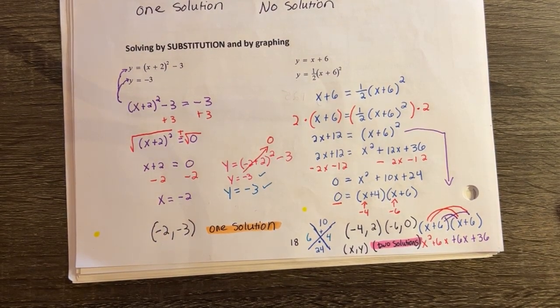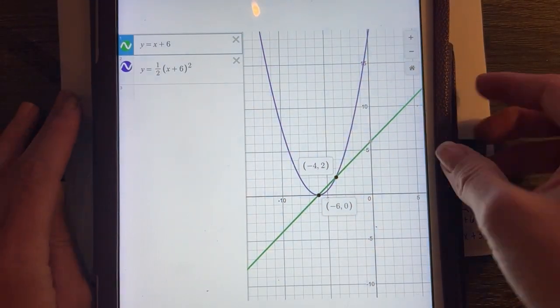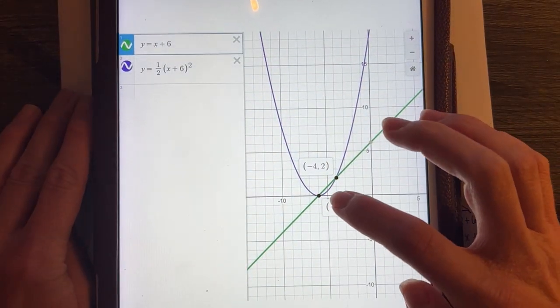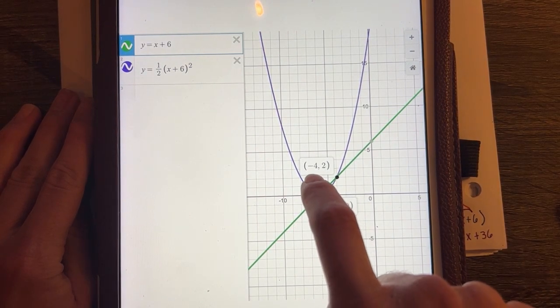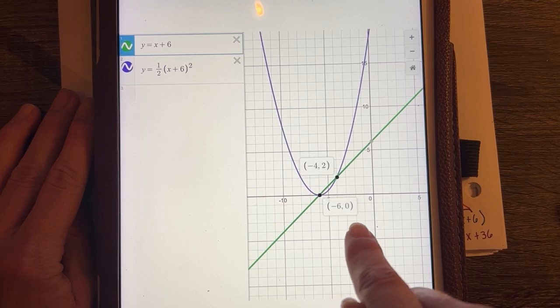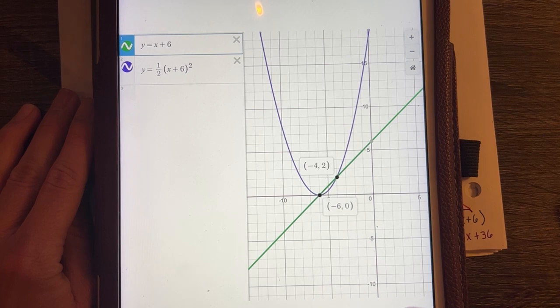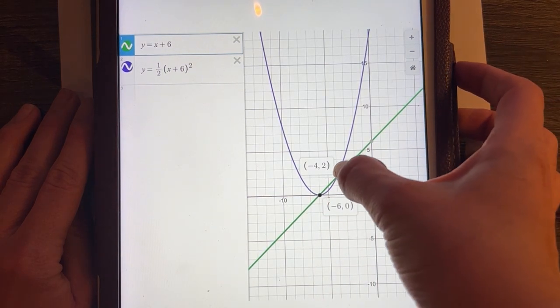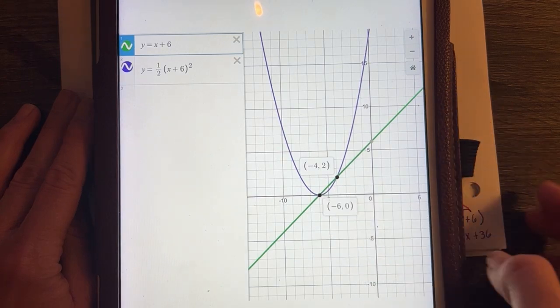And then when I graph that, you can see this is an example of where I have 2 solutions. I have a solution at negative 4, 2, which is right here, this point right here. And then negative 6, 0 is right here.